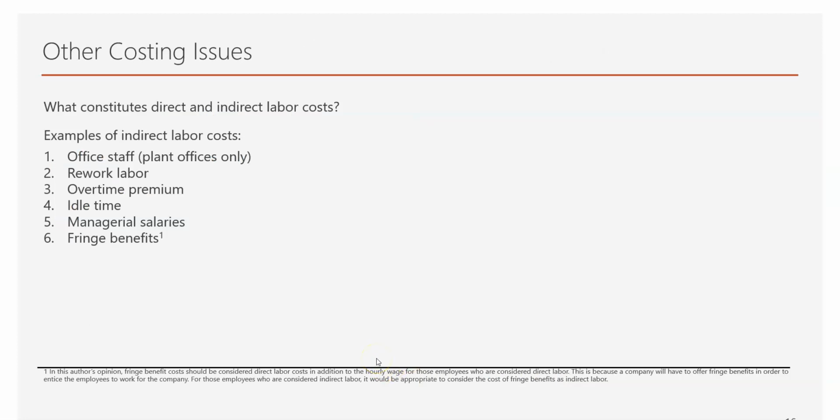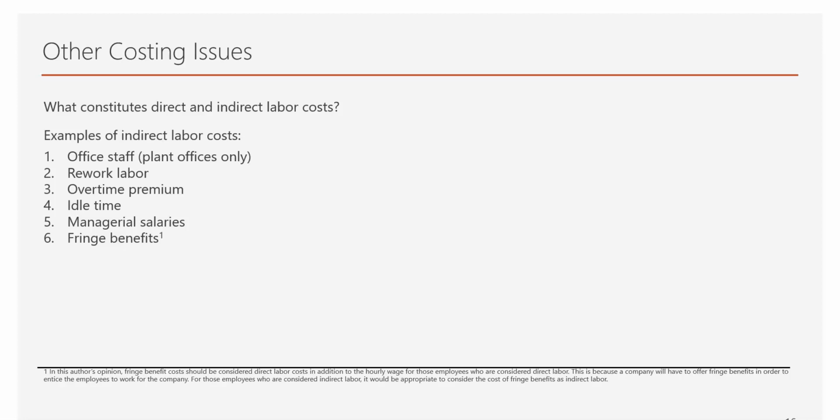Now, what constitutes direct and indirect labor? Well, there are some good questions to that. Direct labor, we already talked about: those costs associated with people assembling or working or completing a product. And we talked about some other types of indirect labor. Here are some other things we have to look at from a management and accounting standpoint. Office staff for plant offices. That's for the personnel inside the plant office. That's indirect labor because they're inside the office supporting the manufacturing facilities.